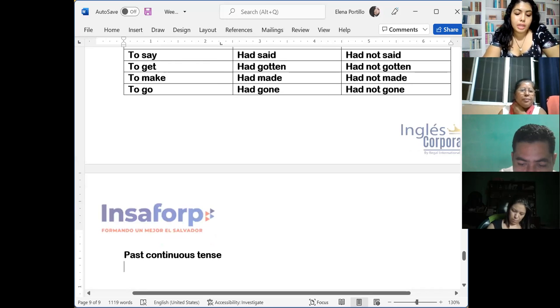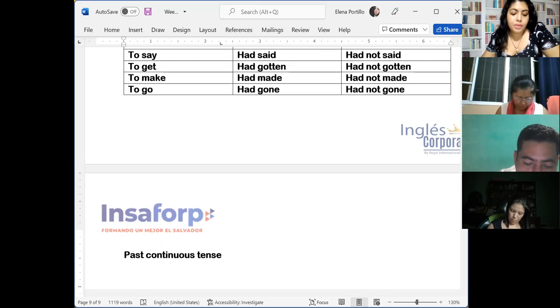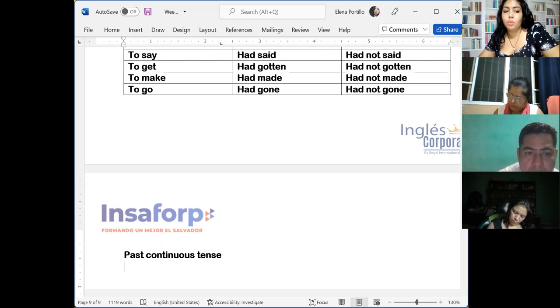The past continuous tense, also known as the past progressive tense, refers to a continuing action or state that was happening at some point in the past. The past continuous tense is formed by combining the past tense of to be, that is was and were, with the verb's present participle with ing.